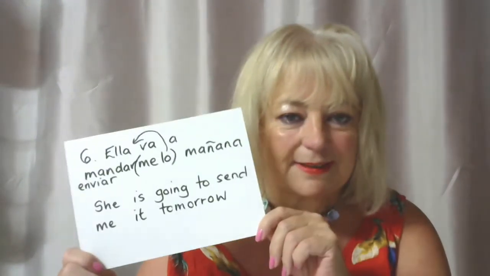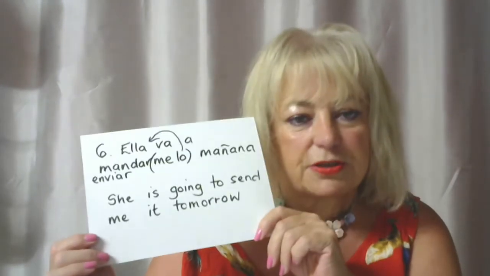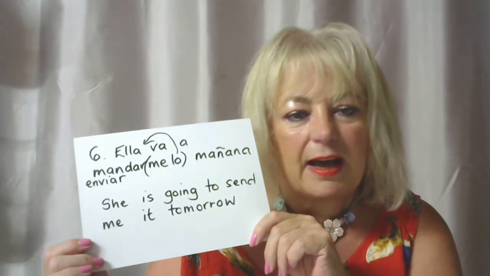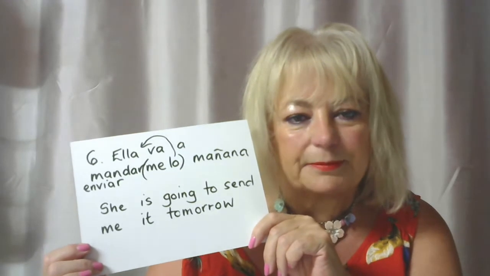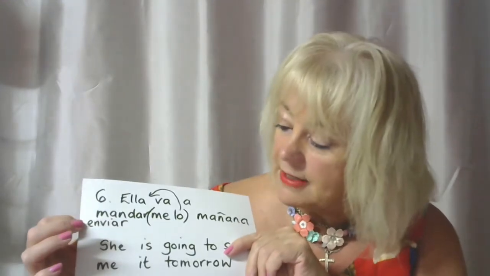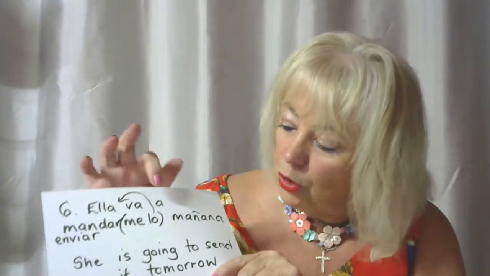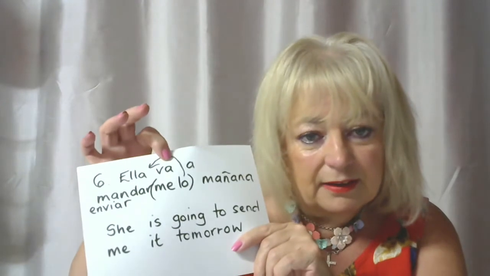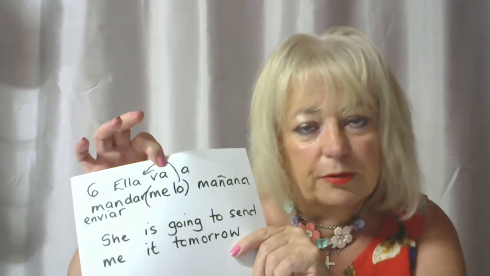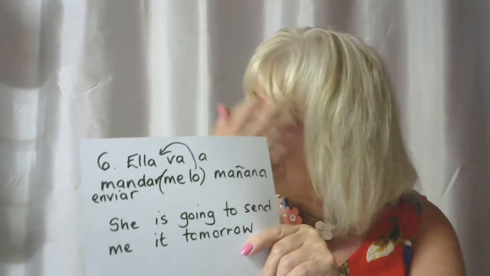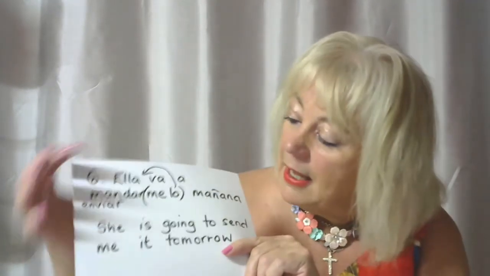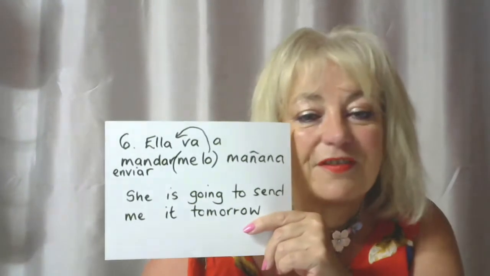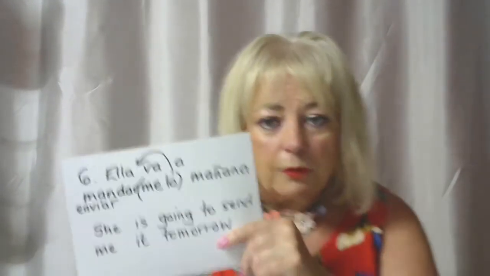Okay, número 6. Now, this is also where it can get tricky, though in some ways easier. Let me explain. So let's look at the Spanish. Ella va a mandármelo mañana. We can use enviar instead of mandar. Now, also here we have two verbs. We have va, which is a conjugated verb from the verb ir, to go, present tense, third person singular. And then we have mandar in the infinitive, or the whole verb.